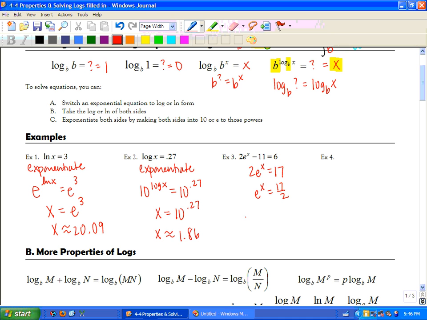So it's e, so go natural log. I always write it in cursive so it doesn't look like 1n or in. So the natural log of 17 halves should equal x. So again, if you type that in your calculator, x is approximately 2.14.